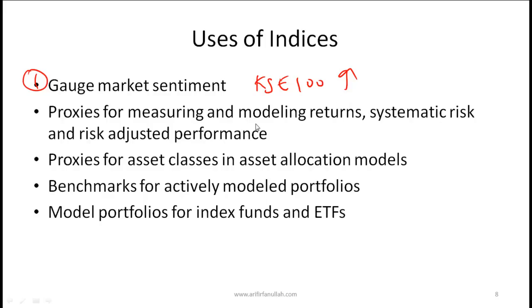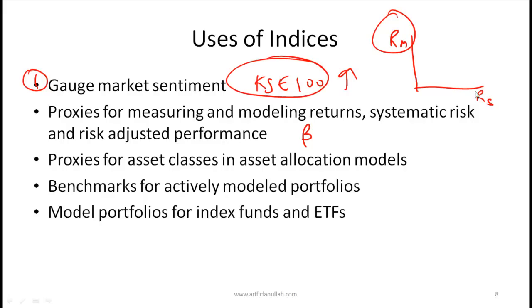Indices are proxies for measuring and modeling returns, systematic risk, and risk-adjusted performance. If you recall from our earlier lectures, how do we calculate beta, which is the systematic risk for a security? The way we calculate beta is we look at the returns of a given stock or portfolio relative to the return of the market. Now, what is the market? The best proxy for the market is an index. So when we have an index as a proxy for a market, it makes it possible for us to calculate the systematic risk of stocks and portfolios.